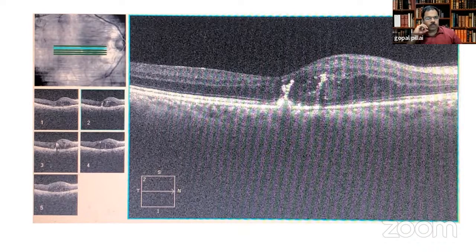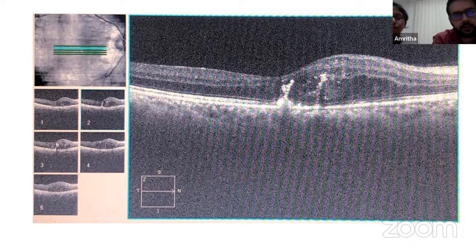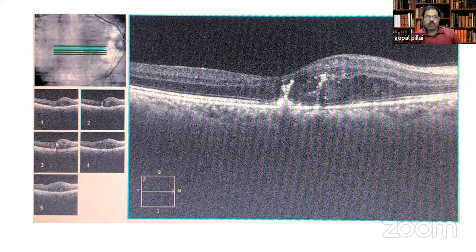Yes. The outer part is more of a spongy edema with hard exudates. The foveal contour may be normal, but because of the hard exudate plaque right at the fovea, the vision may be a little reduced, maybe 6/12 or 6/18 or something like that. You cannot go better than that. Next.